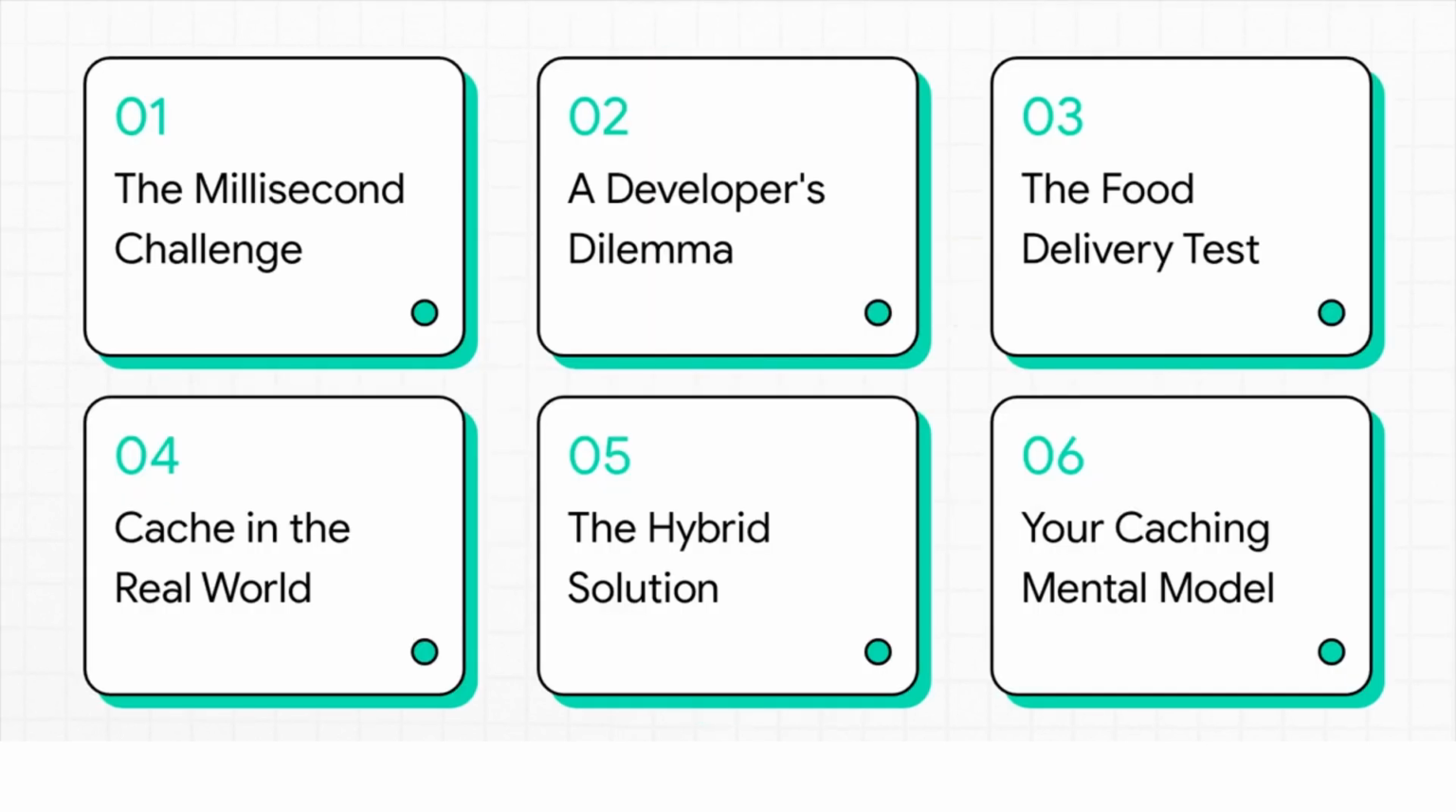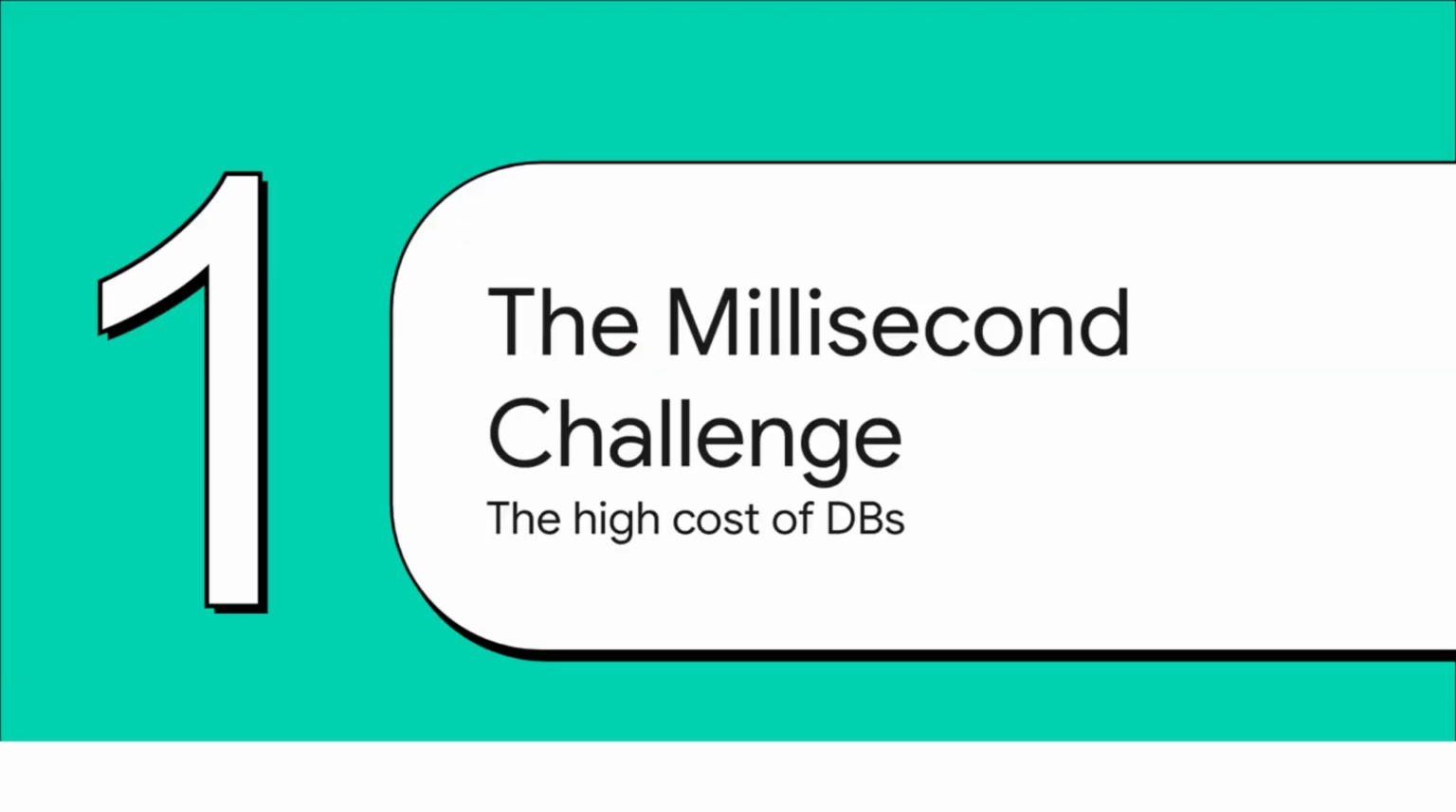Okay, so here's the game plan. We'll start with the problem itself, then we'll put these two caching types to the test with a food delivery app. After that, we'll see how it all works in the real world, and I'll give you a super simple way to remember it all. Sound good? All right, first up, the millisecond challenge.